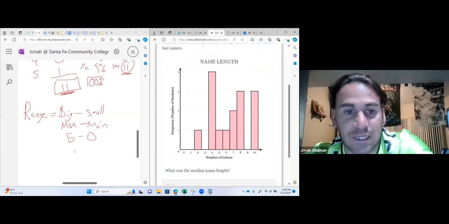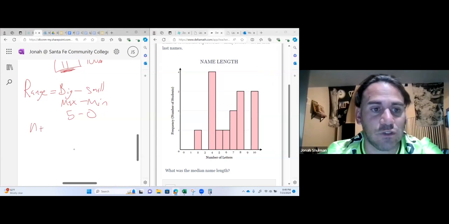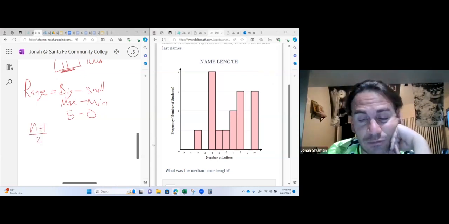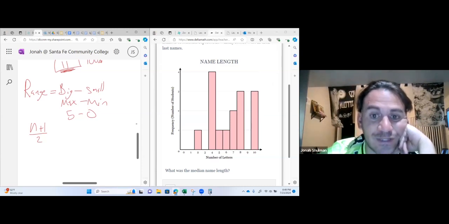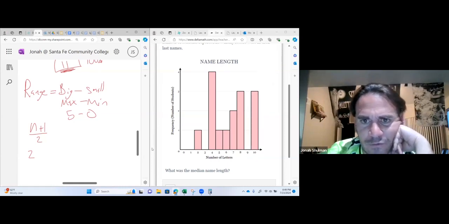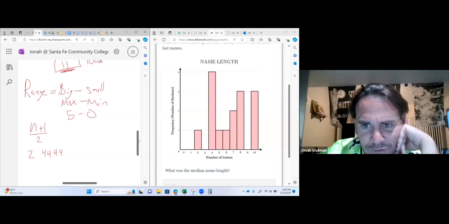What is the median? Okay, we've got to find the middle. I told you we can use this formula, which is n plus 1 divided by 2. The first thing we have to do, we can write out all the numbers if we want. Here's the long way. All right, so it's 2. How many 4s do we have? We have 4 4s. We have 1 5.